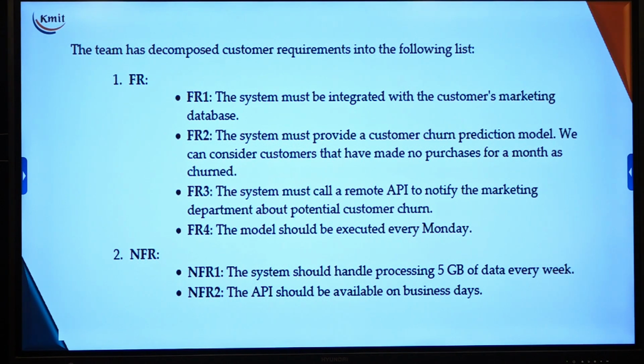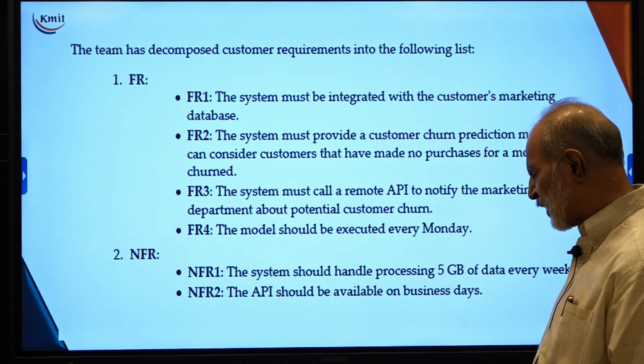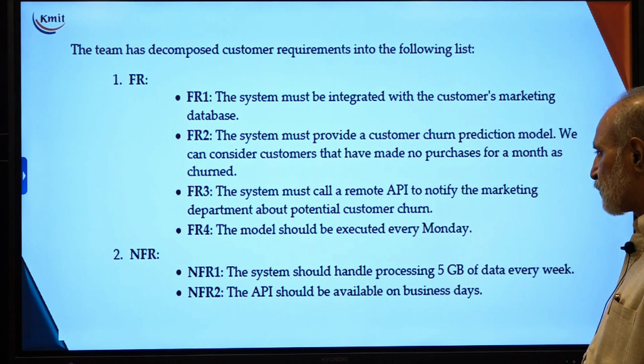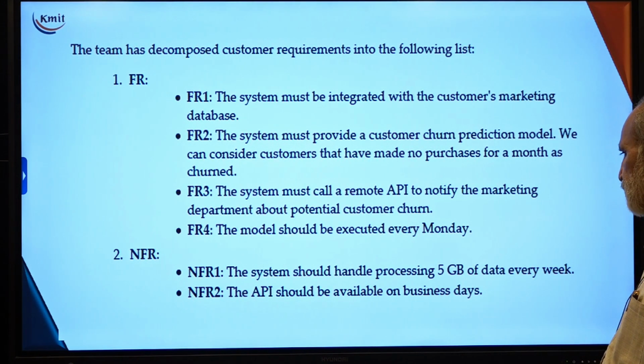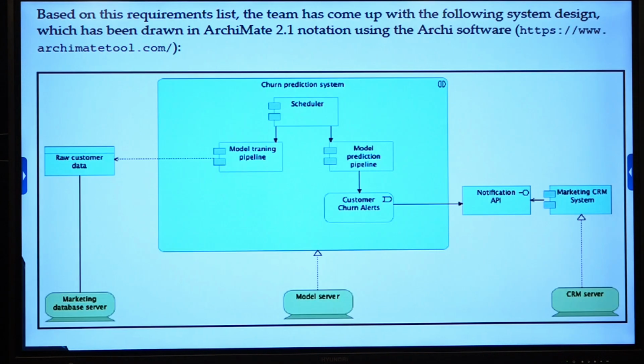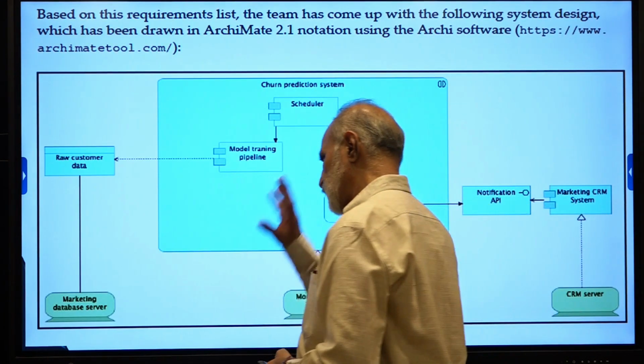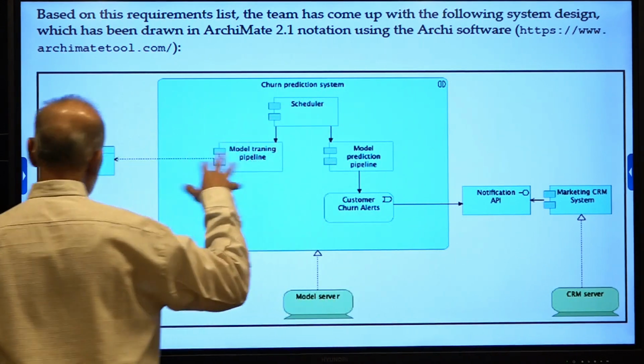Next, let us see what the NFRs are. Non-functional requirement number 1: the system should handle processing of a 5 GB database on a weekly basis. NFR2: the API should be available on business days. Let us see how this works in a total scenario.